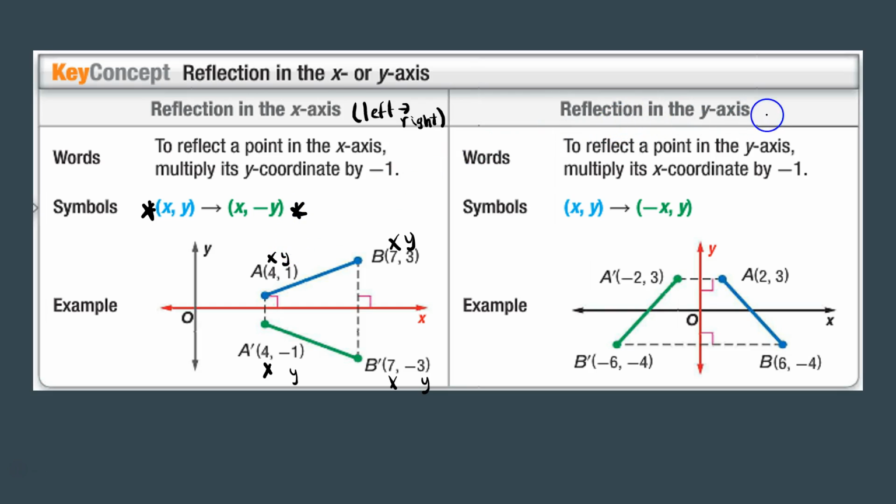When it's a reflection on the y-axis, it's a little different. Instead of the y changing, the x is going to change. So (x, y) becomes (negative x, y). So let's start with A. We have x, we have y. Our A prime is going to be (negative 2, 3). Think about it as we go from (2, 3) and then it's (negative 2, 3).